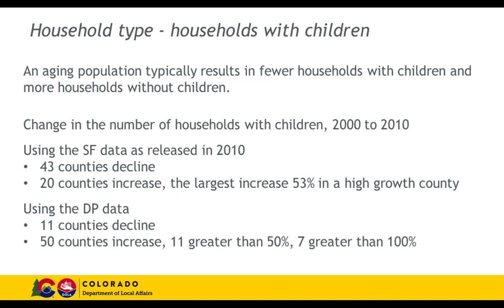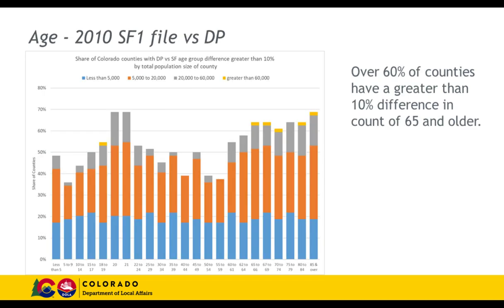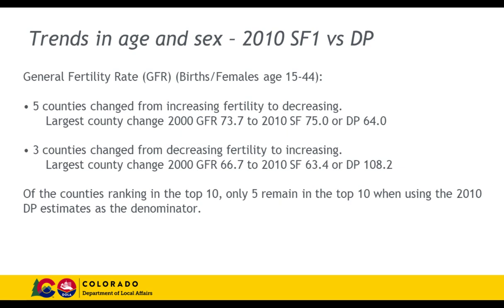With the DP data, 11 counties declined and 50 counties increased, 7 of which were greater than 100%. So fairly inconsistent with what our expectations were. And so age, certainly, age matters. Over 60% of counties have a greater than 10% difference in the count of the population 65 and older. As this chart shows, these happen to be color-coded by that size of population. Again, you can see the large share of counties with less than 5,000. Again, 22% overall in Colorado, but 20%. So almost all of them were at least 10% different in terms of that age distribution over time.